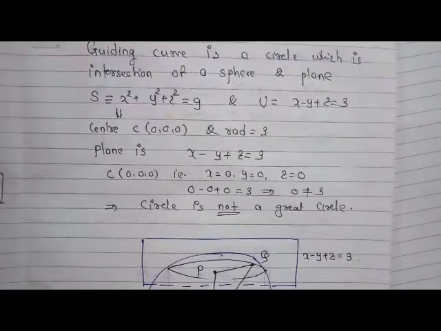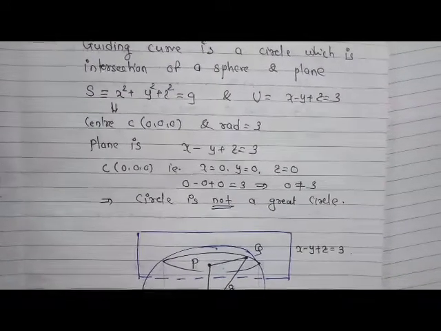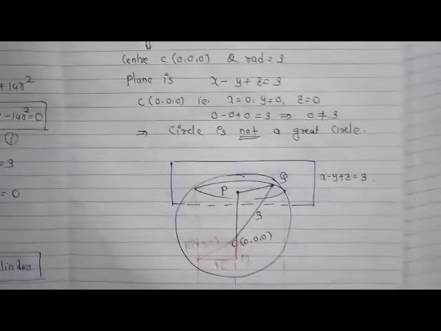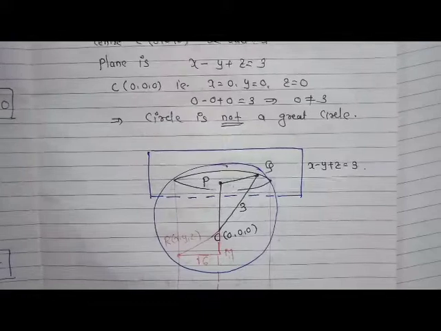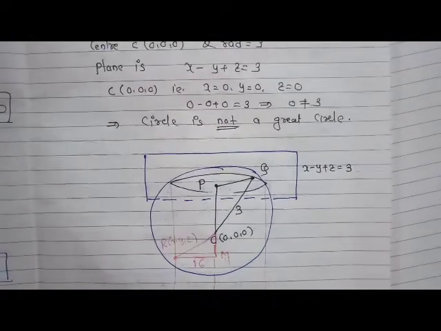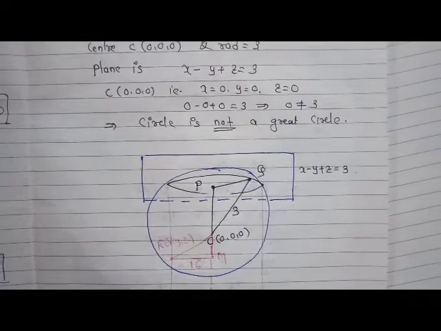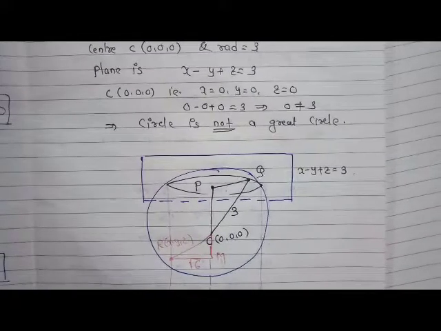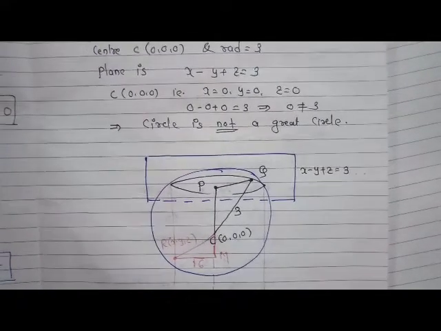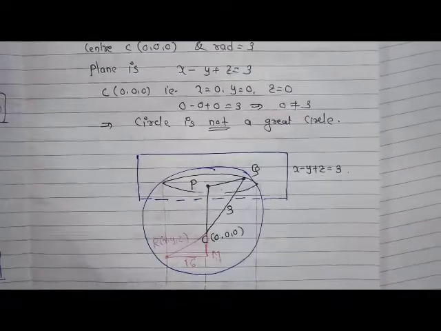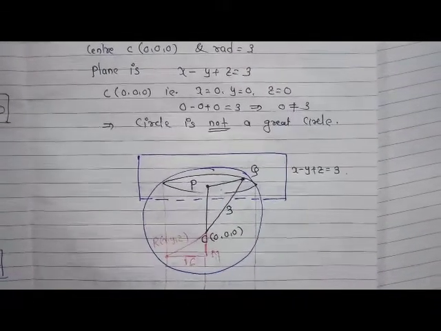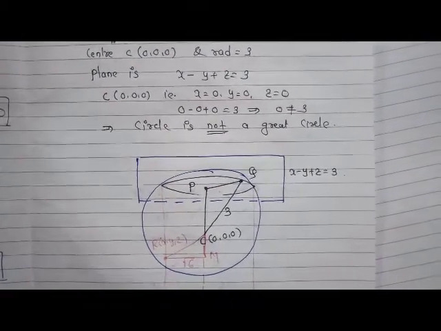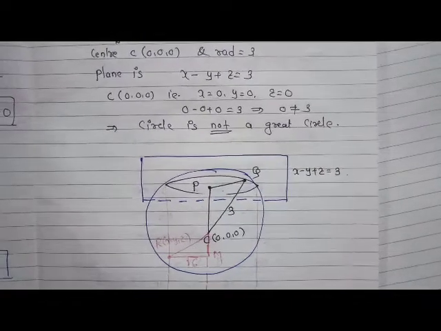So what is the conclusion? The circle is not a great circle. So the circle is not at the center of the sphere, but somewhere on the other side. So just now you concentrate on the blue part. There a sphere is drawn and a plane is drawn. Their intersection is the circle. So as usual, P is the center of the circle, Q is any point on the surface of the sphere, C is the center of the sphere. So CQ is the radius of the sphere, already known to us, that is 3. Then C (0, 0, 0) is the center of the sphere.